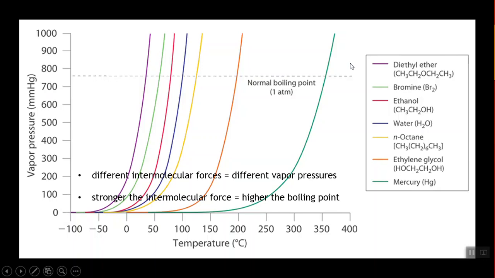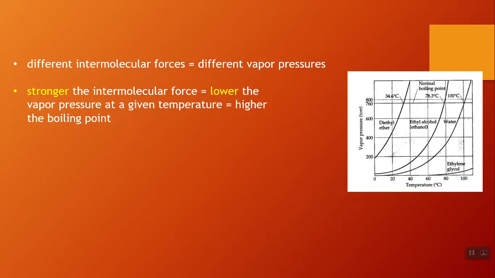So if you look here, the strongest one out of these substances is actually mercury, okay? The one with the stronger intermolecular force has the higher boiling point, and the weakest intermolecular force tells us the lowest boiling point, which is diethyl ether, okay? And again, we see different vapor pressures because these substances all have different intermolecular forces. So we're going to use this graph to answer a couple of example questions.